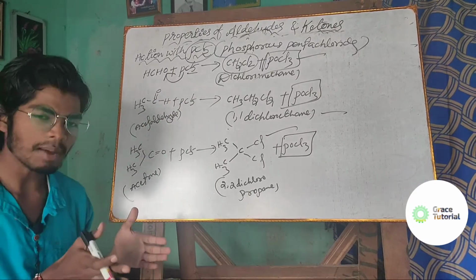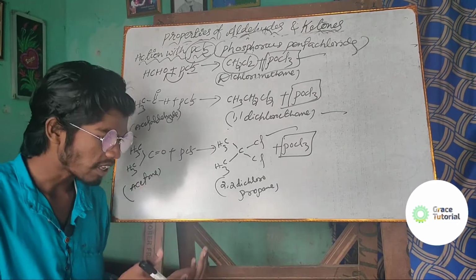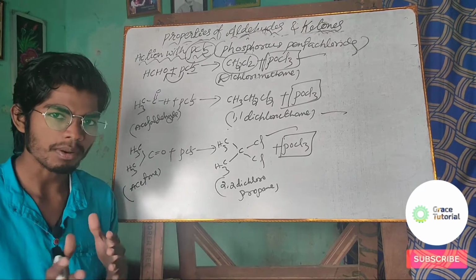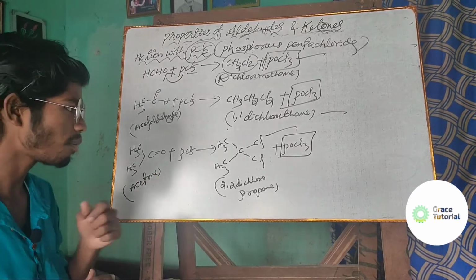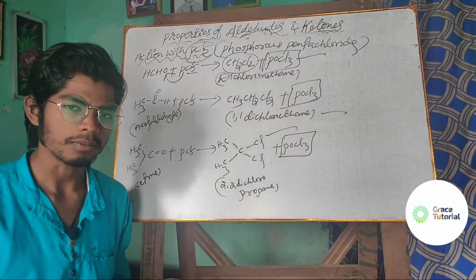That means from an examination point of view, if acetaldehyde reacts with PCl5, what happens? If acetone reacts with PCl5, what happens? If formaldehyde reacts with PCl5, what happens? In this way, various types of questions may come in the examination, remember. And next we will discuss the action with Fehling solution.